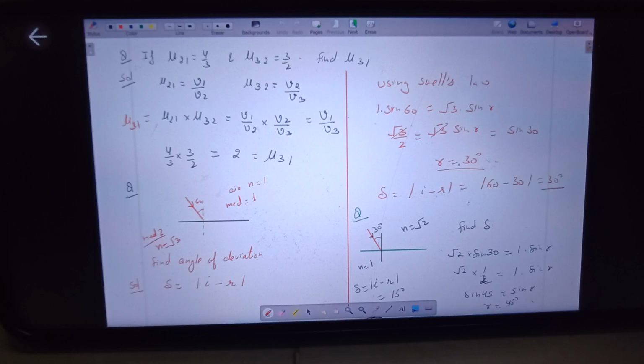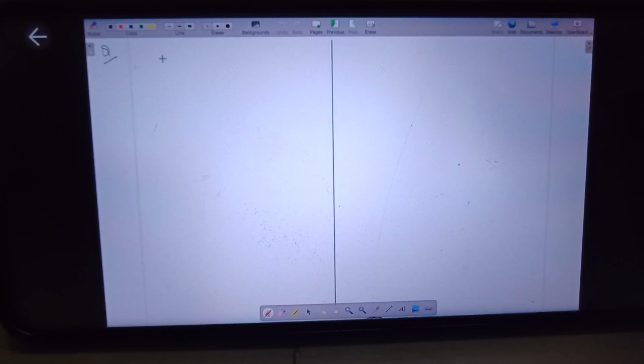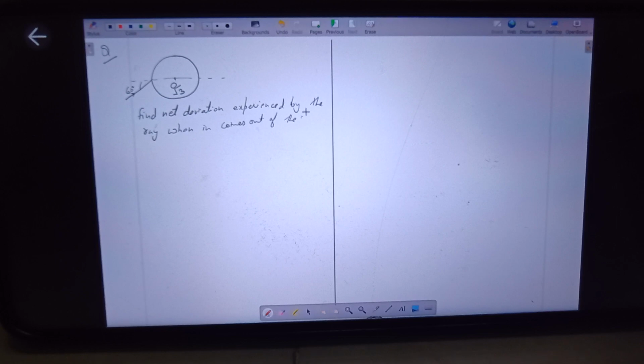Now, say there is a medium in the form of a sphere, a sphere having refractive index of root 3. Say O is the center of the sphere and a ray is incident at an angle of 60 degrees. You have to find the net deviation by the ray when it comes back.